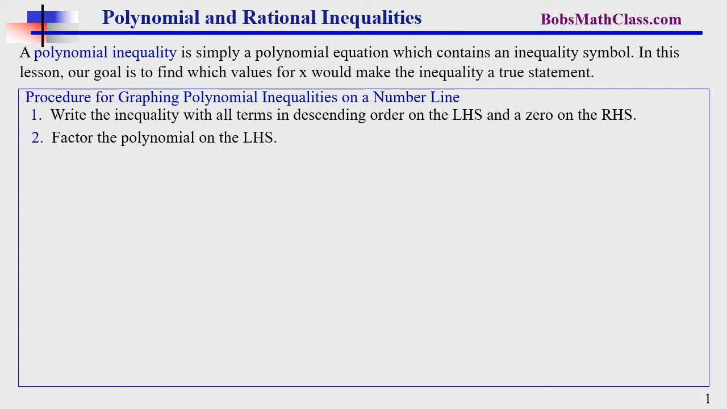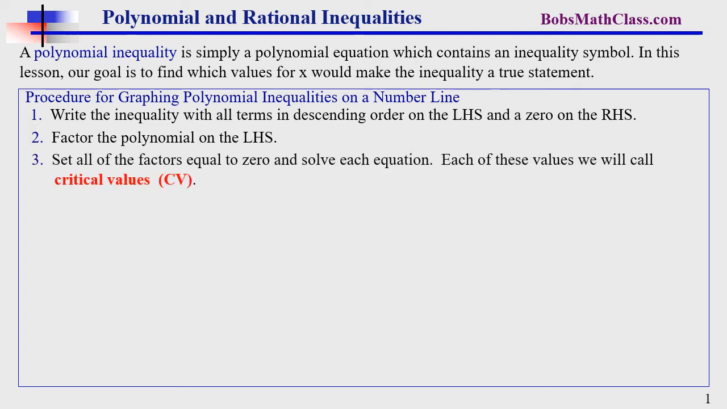Okay, second step is we're going to factor the polynomial on the left-hand side. Good old factoring, right? Then we're going to set all the factors equal to 0 and solve each equation. Each of these values we will call critical values. I don't know why we call them critical values, but that's usually what they're called.